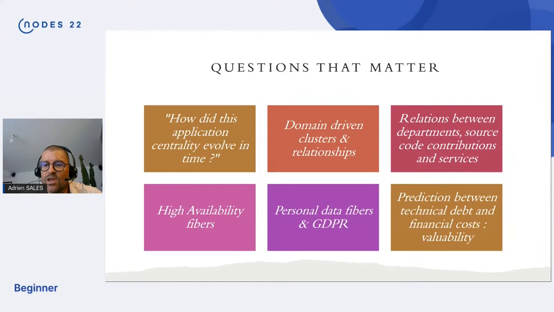And then the holy grail also, money prediction between technical debt and financial cost. I mean vulnerability.